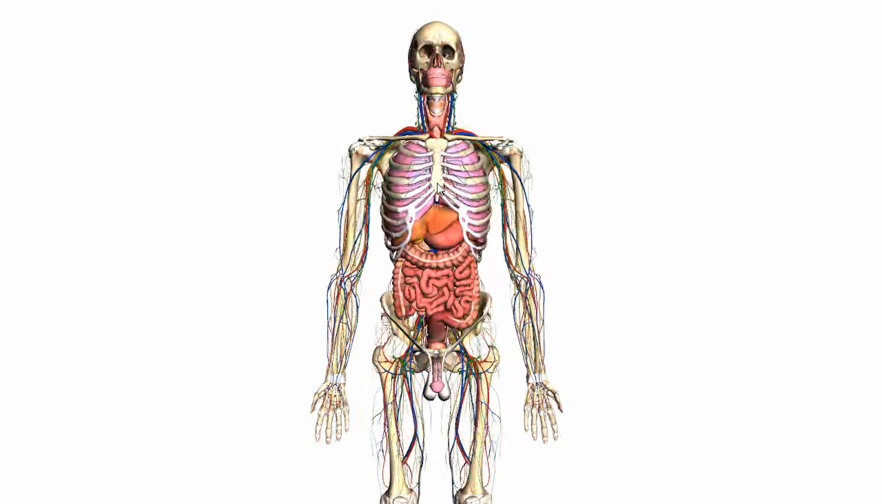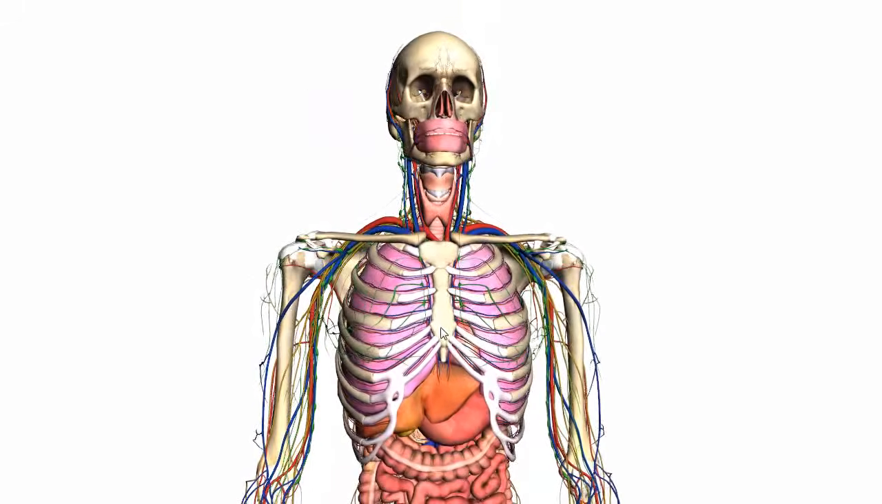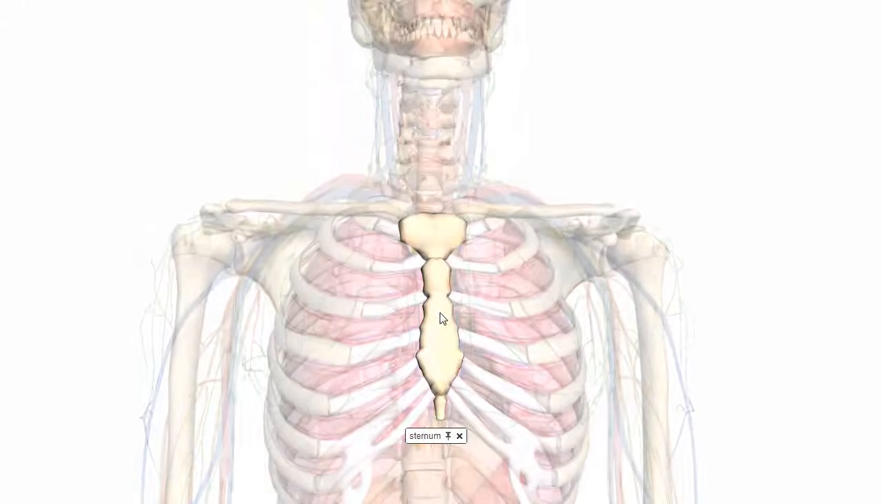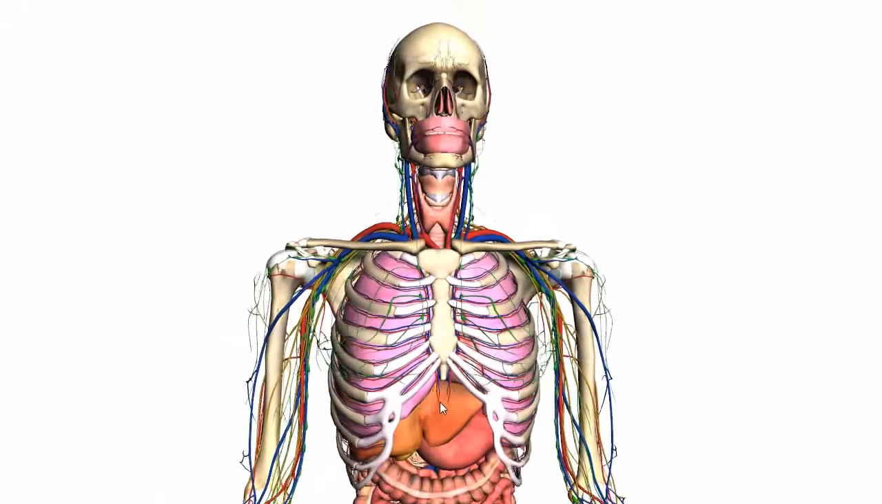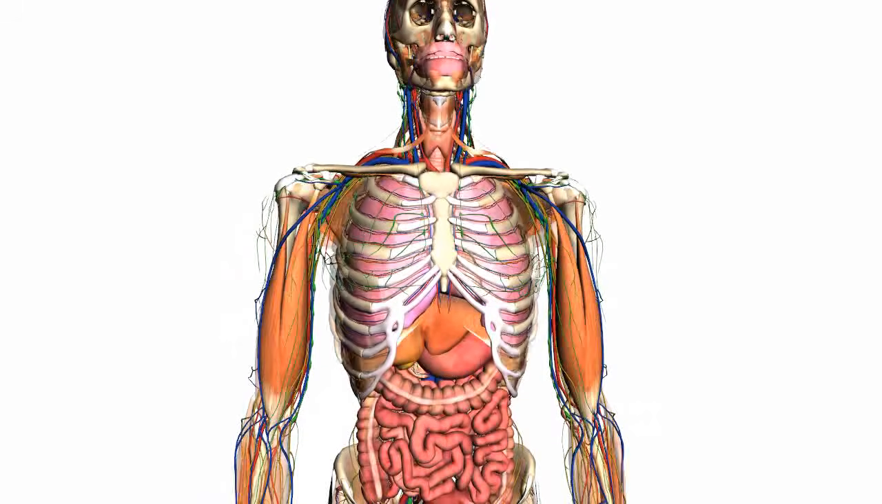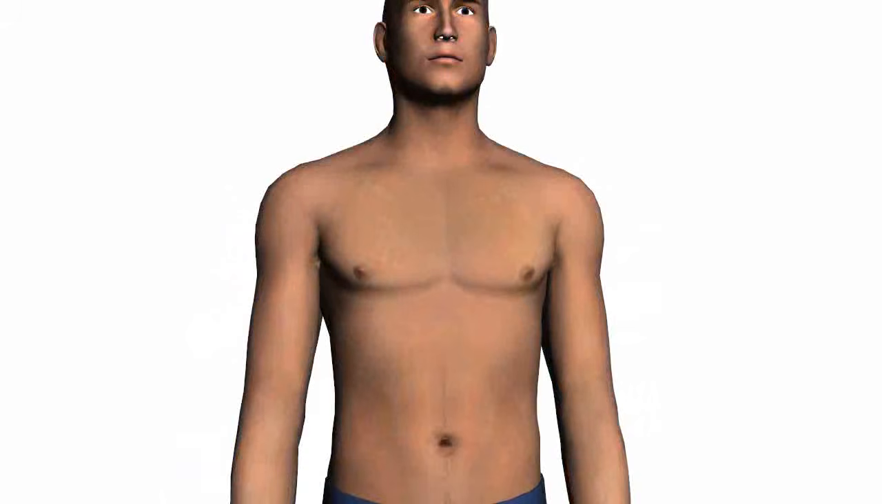So the sternum here, zoom in a bit, is anterior to the lungs, it's anterior to the heart, anterior to the vertebra. Or you could say the vertebra is posterior to the sternum, whatever you like. So anterior and posterior refer to the front and the back of the body.